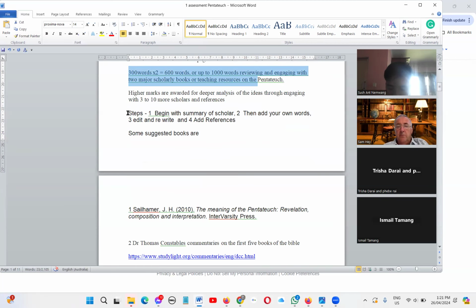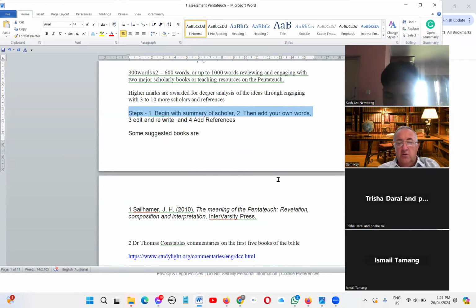So step 1, begin by reading the book and write a summary. Think about who the author is. Step 2, rewrite some of this material in your own words. You may even want to gather more scholarly references using Google Scholar, and you could find other resources that have written about the book you're looking at. Step 3, edit and rewrite the work so that it has higher quality.